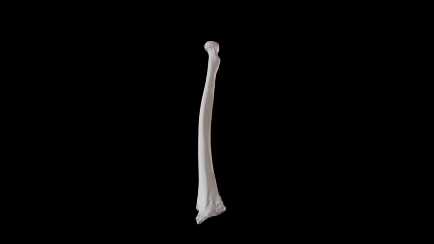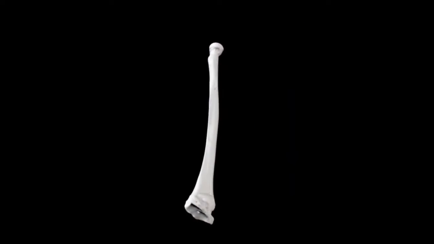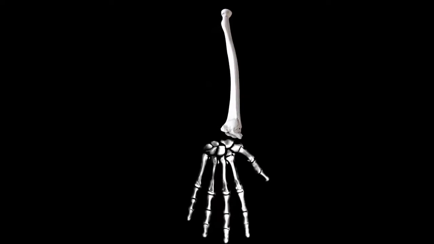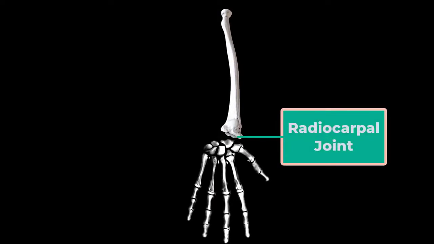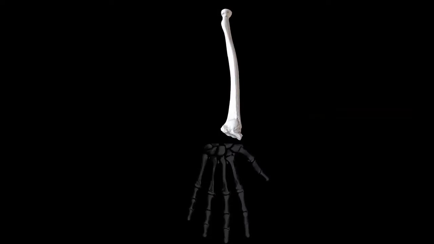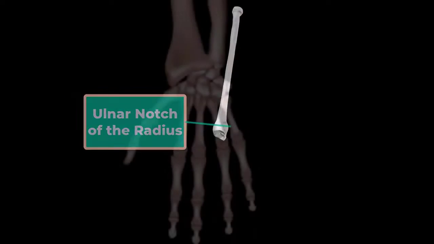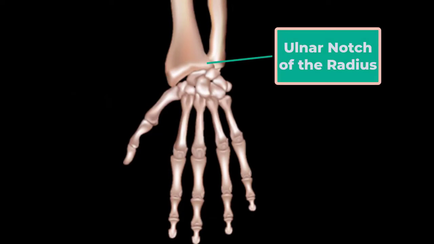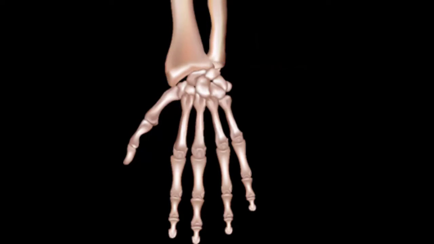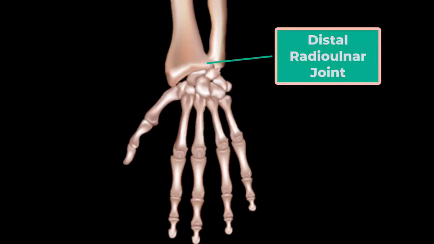The distal end of the radius has a smooth surface for articulation with two carpal bones to form the radiocarpal joint. On the medial side of the distal radius is the ulnar notch of the radius. This shallow depression articulates with the head of the ulna, which together form the distal radio-ulnar joint.